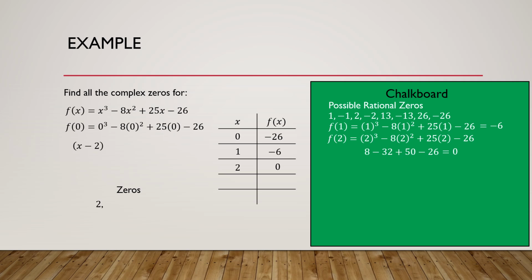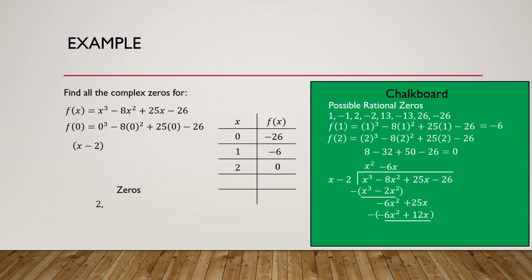Using polynomial division, we take x cubed minus 8x squared plus 25x minus 26 and divide it by x minus 2. x squared will be our first term, times x minus 2 is x cubed minus 2x squared. Subtract to get negative 6x squared, then bring down the 25x. Minus 6x times x minus 2 equals negative 6x squared plus 12x.